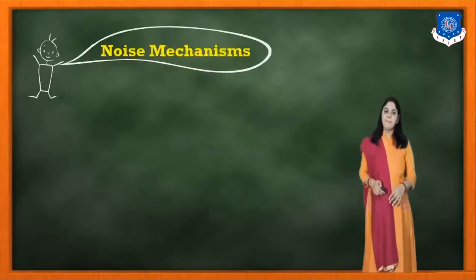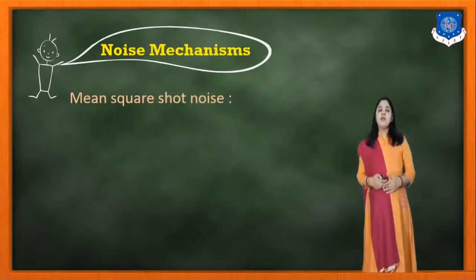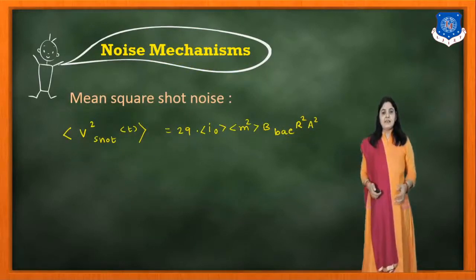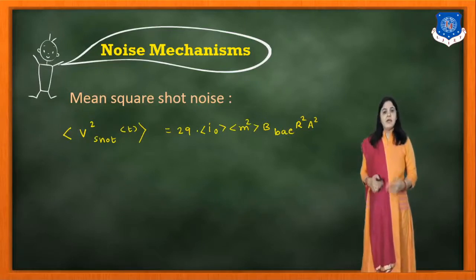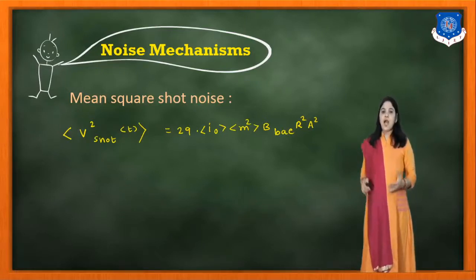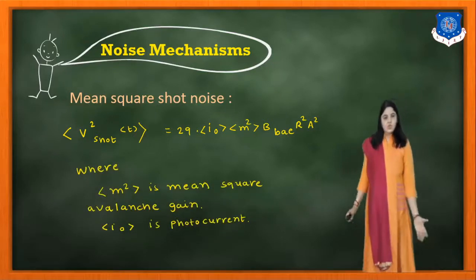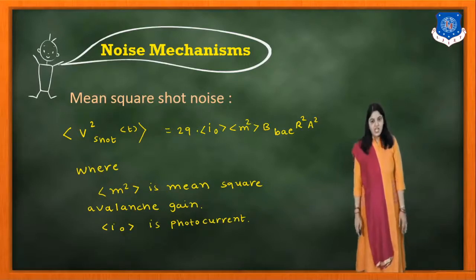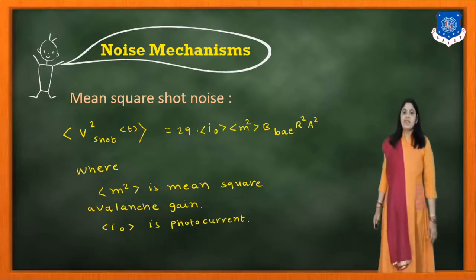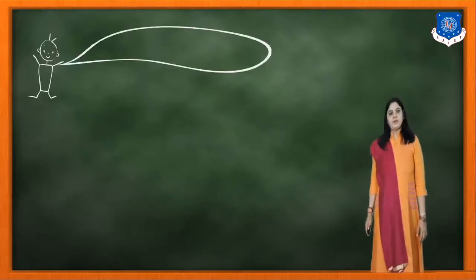The mean square shot noise, V²_shot(t), is equal to 2q times I_0 times M² times B_NE times R² times A², where M² is the mean square avalanche gain and I_0 is the photocurrent.